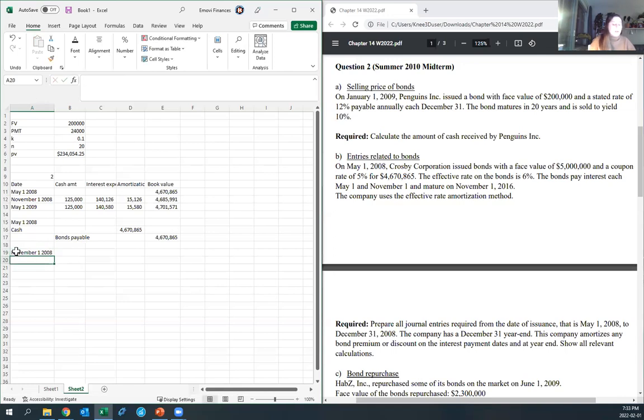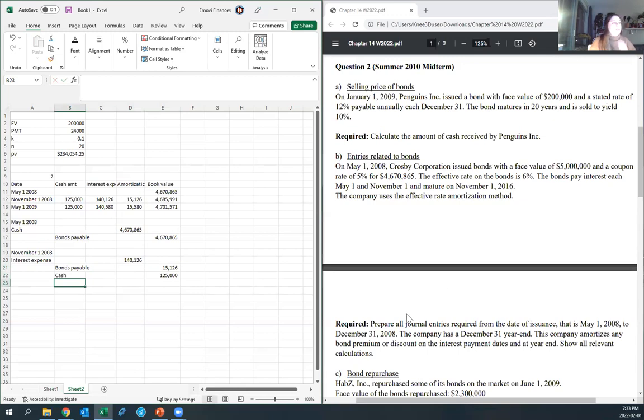And for this transaction, you're going to have your interest expense, which is the amount that we calculated here. You're going to have your bonds payable, which is your amortization amount here. And you're going to have a credit to your cash for the amount that we calculated.